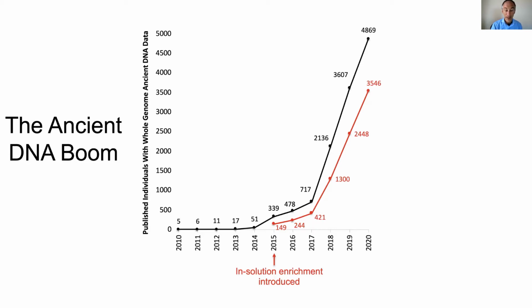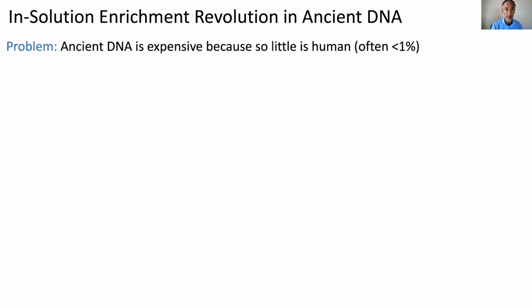And because large sample sizes are necessary in order to be able to make important inferences about the past, and also because some human samples only have a very small proportion of human sequences, this enrichment has turned out to be a very effective way to both increase sample size and to make accessible samples that would not otherwise be possible or economical to study. So now I'm going to tell you a little bit more about this in-solution enrichment revolution in ancient DNA analysis.